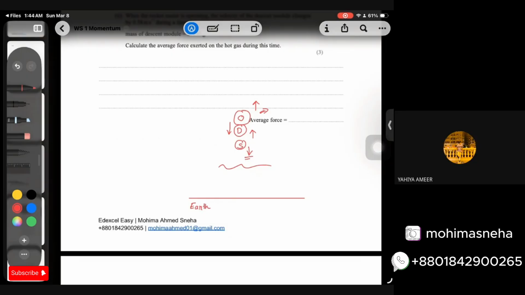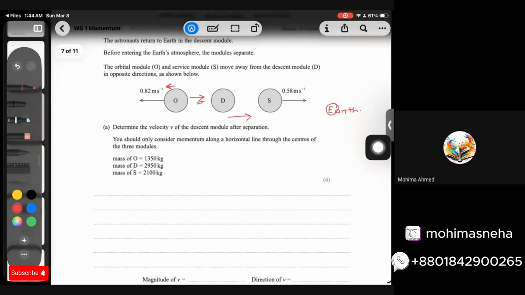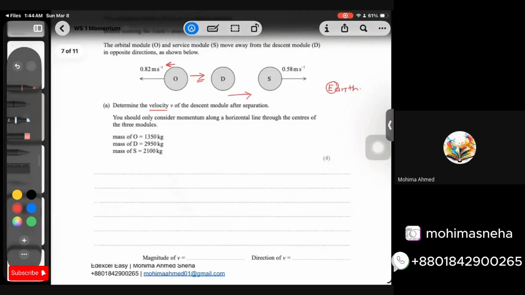Yes, teacher. Again, this was not quite related to the question, but quite an interesting thing over here. Now they're asking what is the total momentum? So determine the velocity of this descent module after the separation. I know it's going to be zero initially. After collision, what do we have?